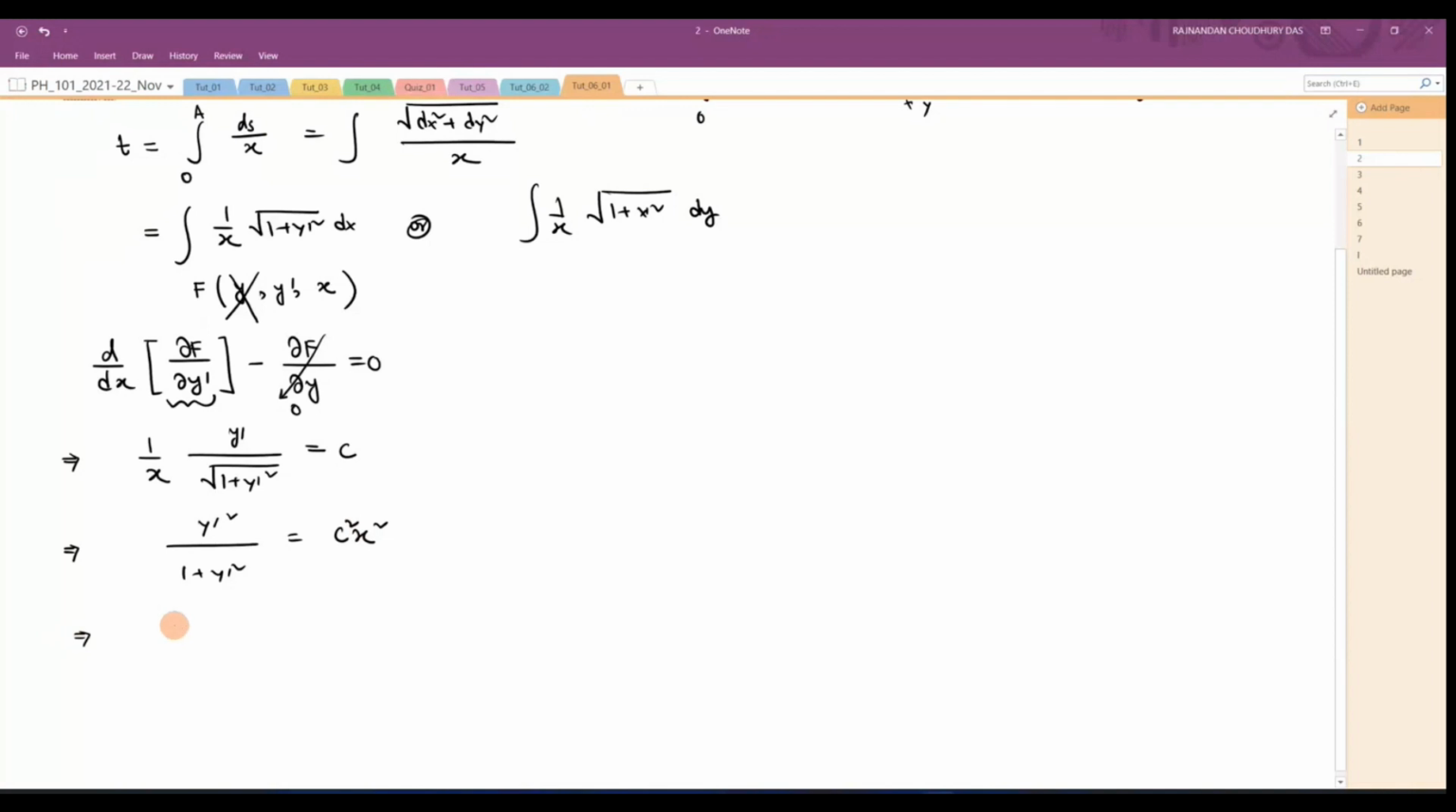From here you can write y prime square will become c square x square by (1 minus c square x square). Then you can solve it after that, right? Can you solve it?